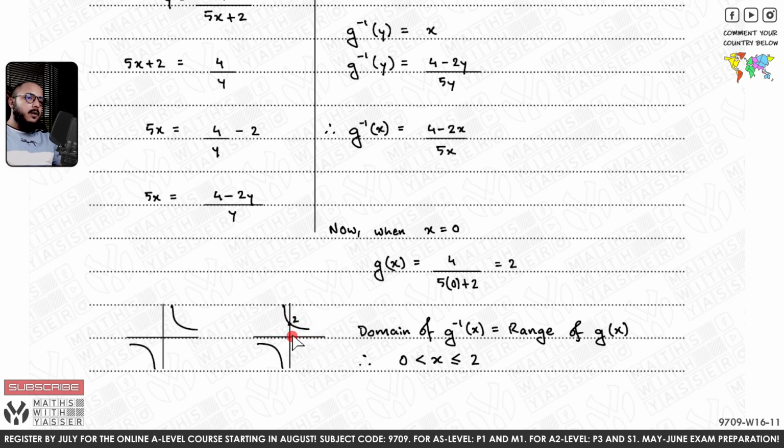It will never meet the x-axis. So it will never be 0. It will keep on getting closer and closer to 0, but it will never be 0. That is the range I'm talking about for g of x.